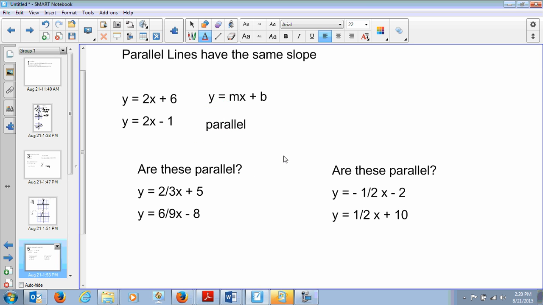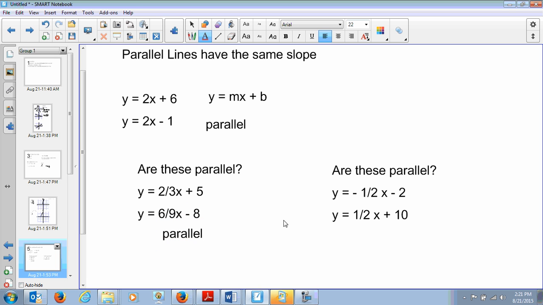Let's look at the next one. Are these lines parallel? Well, our slope here is 2 over 3. Our slope here is 6 over 9. So I want to say, hey, they're not parallel to each other. However, what should we do here when we have 6 and 9? They have a common denominator. So really, we want to reduce that fraction, and they end up having the same slope. 6 over 9 reduces to 2/3. So those, again, are parallel.